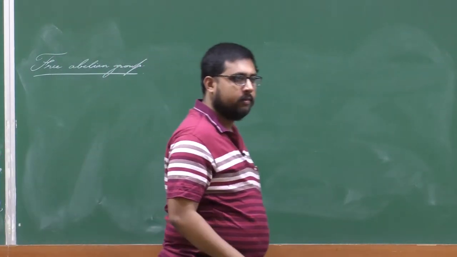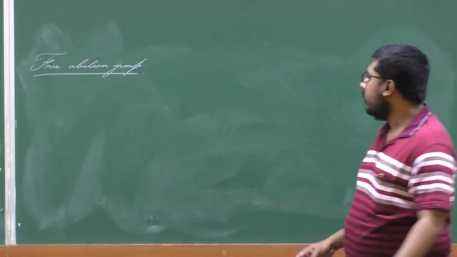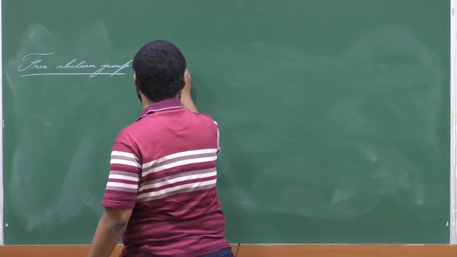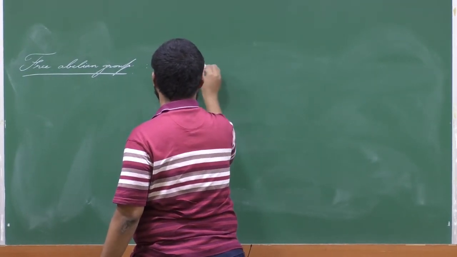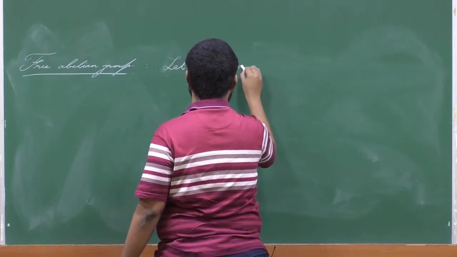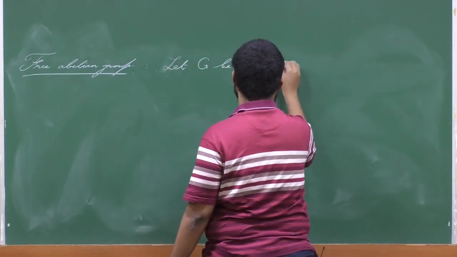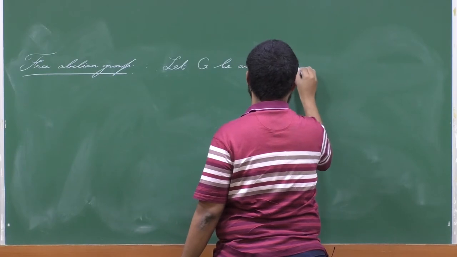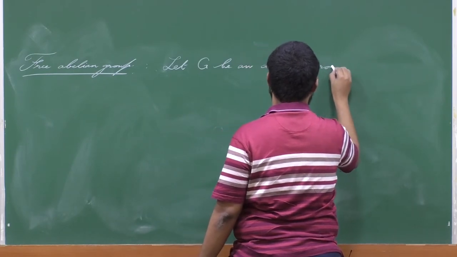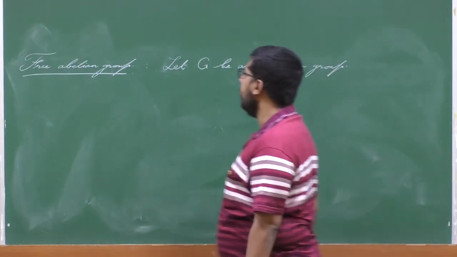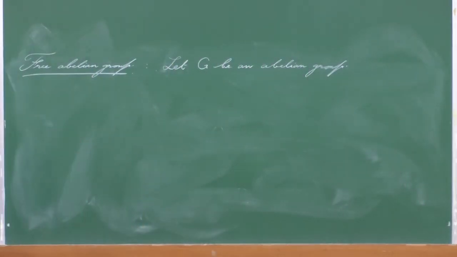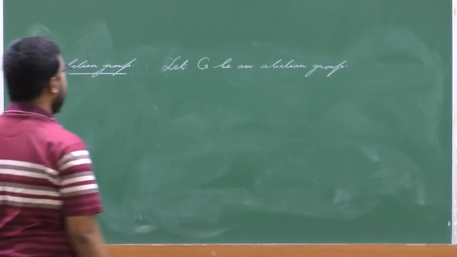So, what is a free abelian group? Of course, it has to be an abelian group. Let G be an abelian group. So, what do you mean by a free abelian group? If an abelian group has a basis. So, what do you mean by a basis?